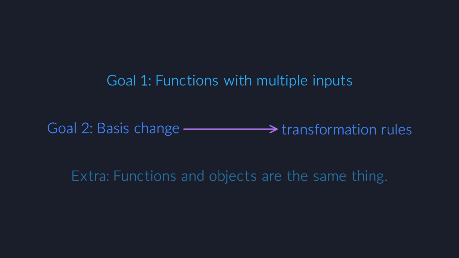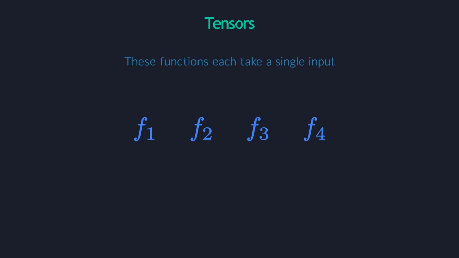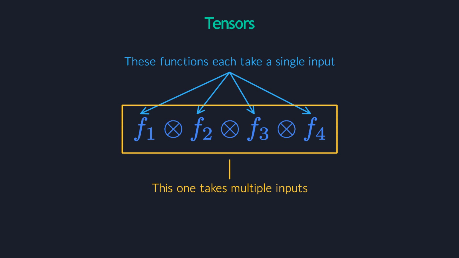And along the way, they will also force us to rethink the difference between active functions and passive data. So we have a lot of discoveries waiting for us. Let's do this. We start from single input functions and then we combine them into functions that take more inputs. These bigger functions are called tensors.